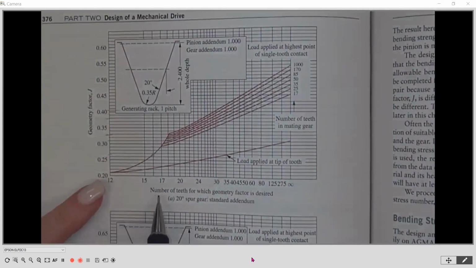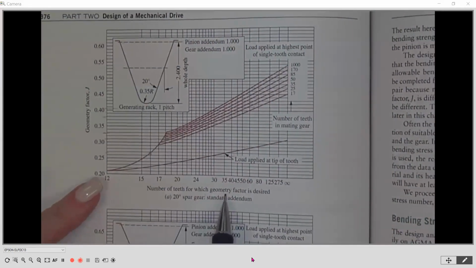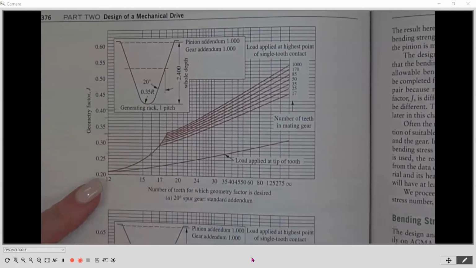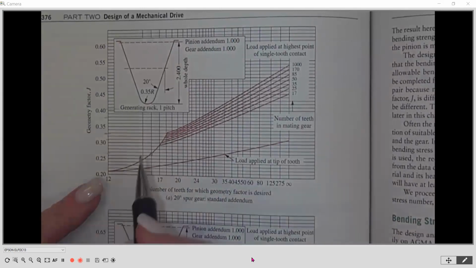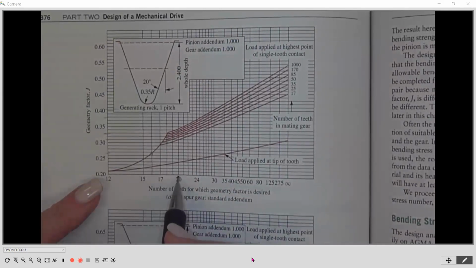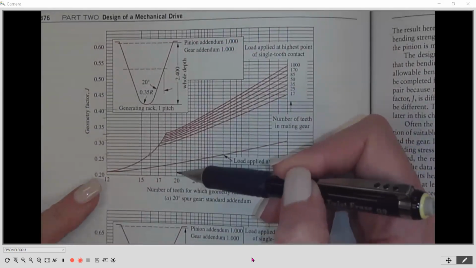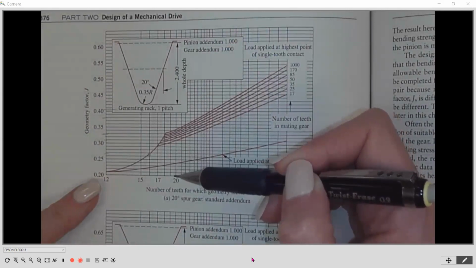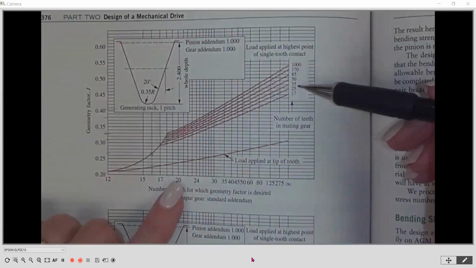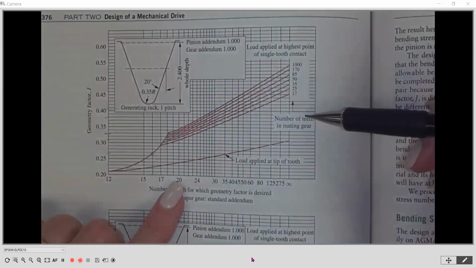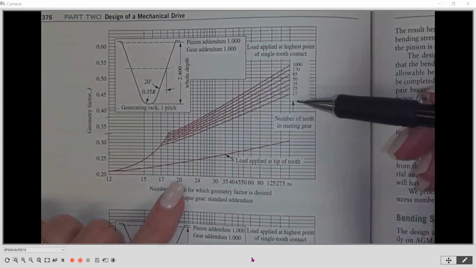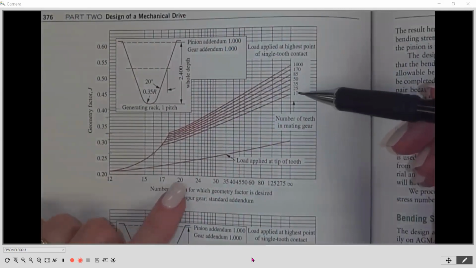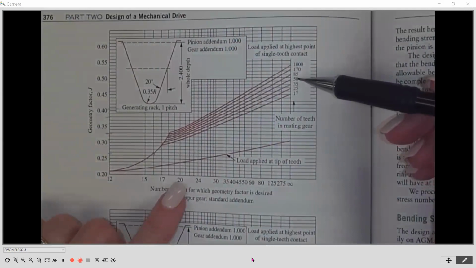For our pinion, we're going to find the number of teeth for which the geometry factor is desired. So how many teeth did our pinion have? Was it 20? 20, okay. So notice that we have a line here, and this is where 20 teeth is. And then we're going to align it with the number of teeth on the mating gear. So our pinion is 20 and our gear was 70, right?